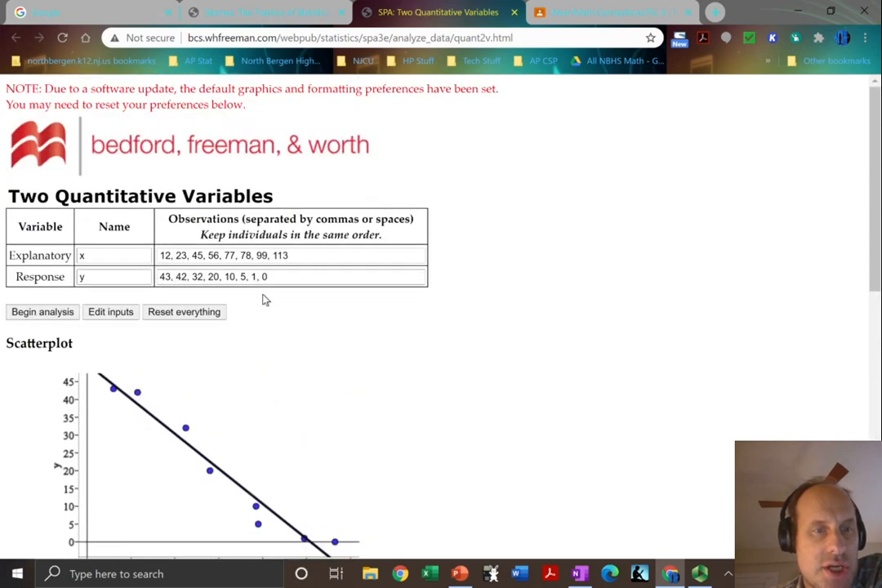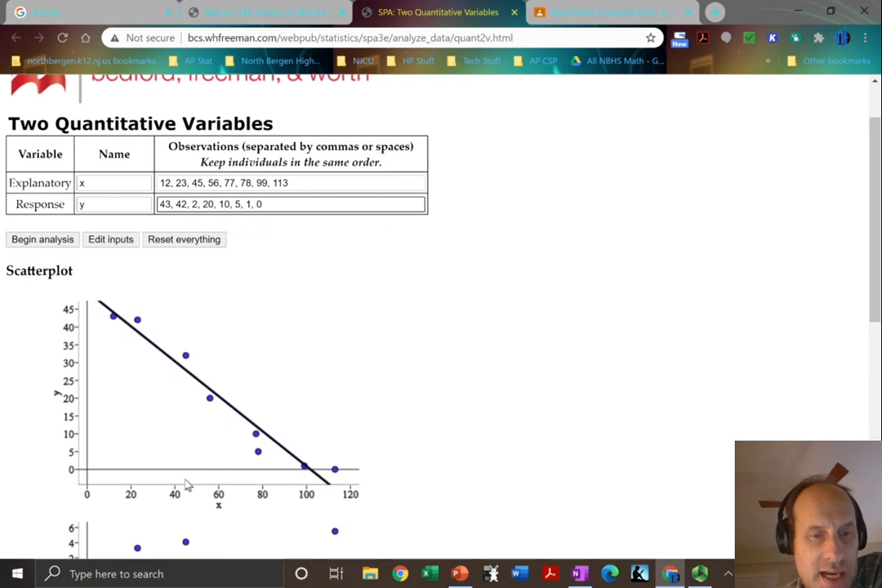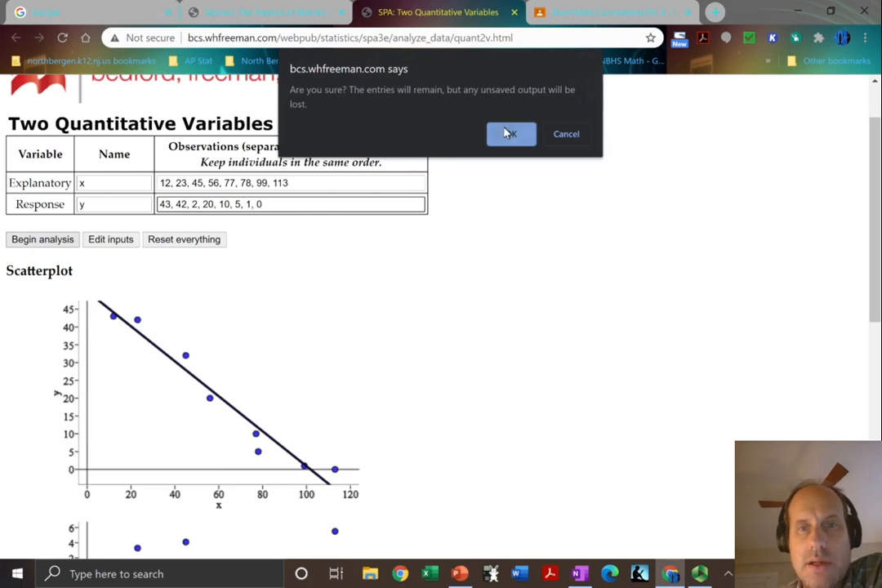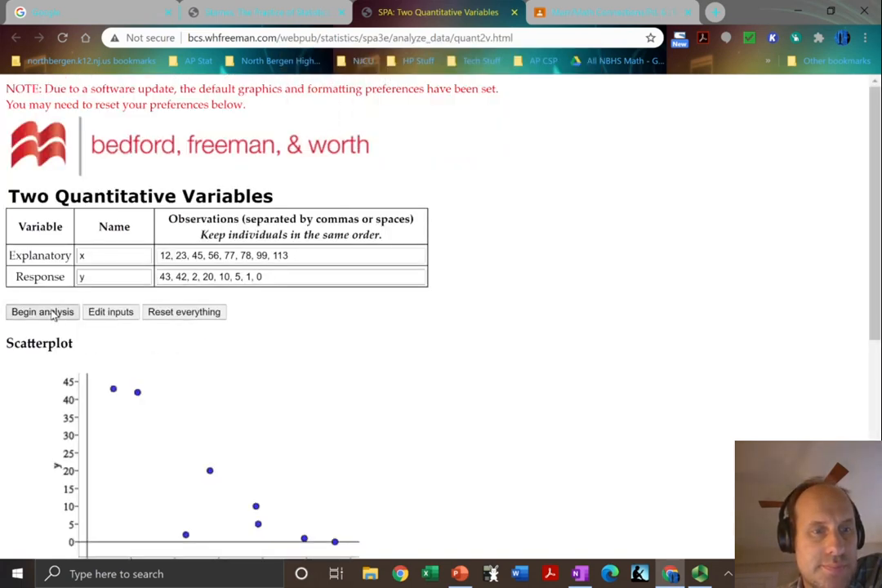So let's do an experiment here. Let's give ourselves a huge outlier. So right here, I'm going to change this 32 to 2. That means that right here at 45, this value is going to be all the way down here, giving us a big residual, a large residual, I should say. So let's do a begin analysis. Okay, yes, it will change right here.